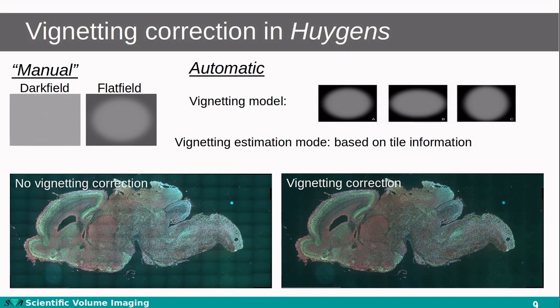The automatic approach is to select a vignetting model. The vignetting estimation mode, based on tile region, will automatically estimate and correct the vignetting artifact present in the tiles. You can see here a stitched image that clearly shows vignetting artifacts at the left of the screen, which were properly corrected using the vignetting estimation mode based on tile region at the right. For this estimation mode, based on tile information, it often requires a large number of tiles to be optimal.